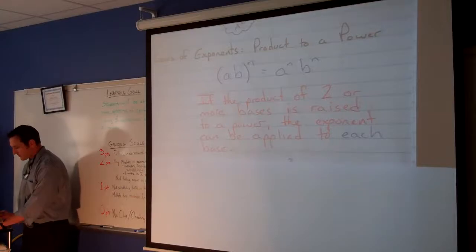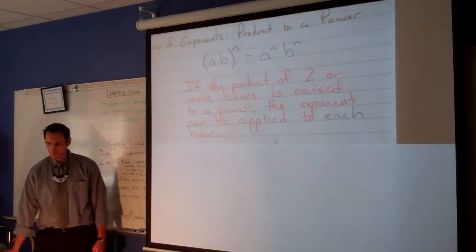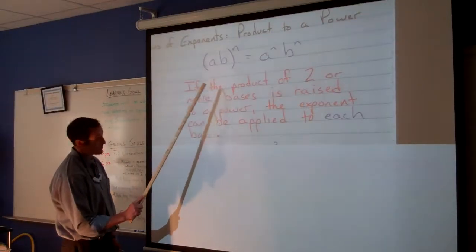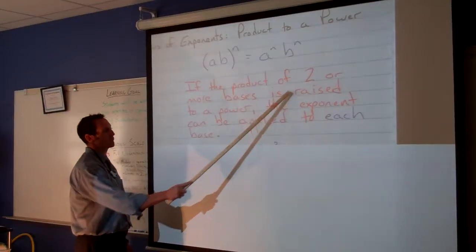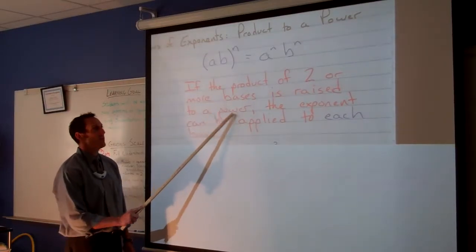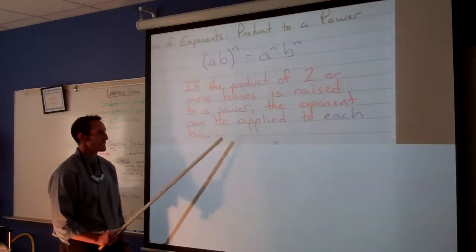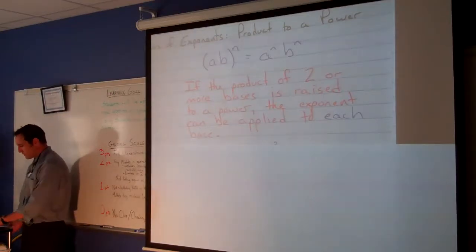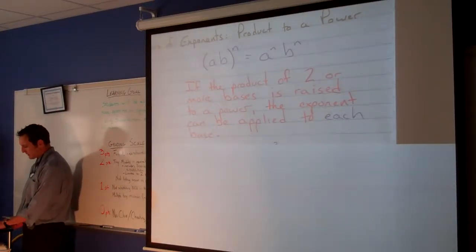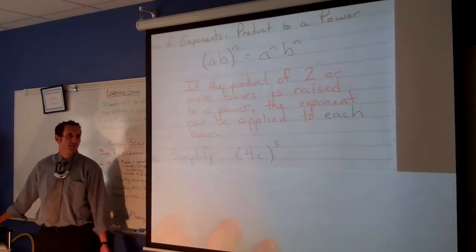So here are the words for that law. If the product of two or more bases, because in some cases you're going to see it's more than two, is raised to a power, the exponent can be applied to each base. So that's what the law states. If the product of two or more bases is raised to a power, the exponent can be applied to each base. Here's our first basic example.